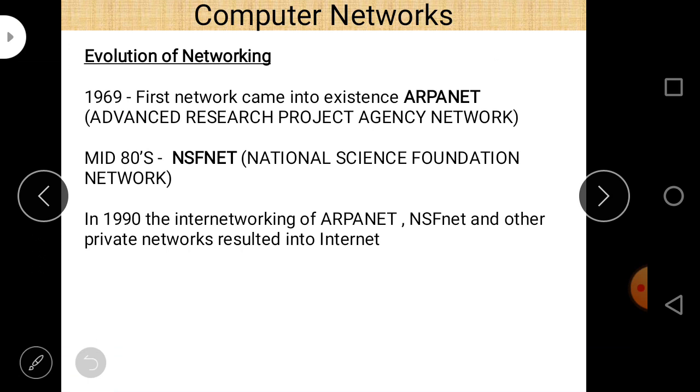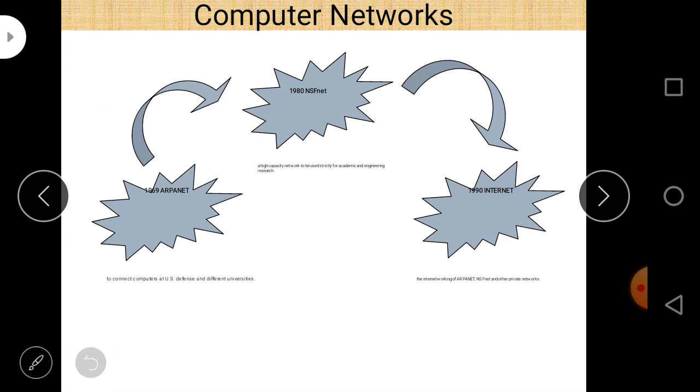Arpanet is the first network which came into existence, so it is a very important question regarding competitive examinations and a 1 mark question. Full form can also be asked in examination. So Arpanet stands for Advanced Research Project Agency Network. And in 1990, the networking of Arpanet, NSFnet, and other private networks resulted into Internet.